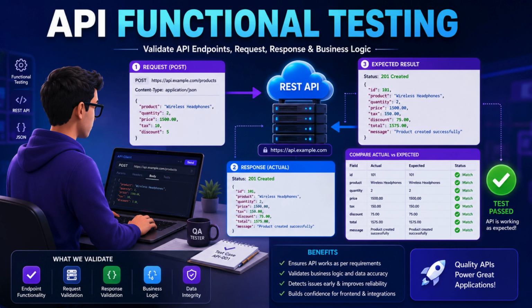The second is functional testing. This testing verifies whether an API performs exactly according to its requirements. Testers check request parameters, business logic, response data, status codes, calculations, and error handling. In simple words, we check whether the API does what it is supposed to do.